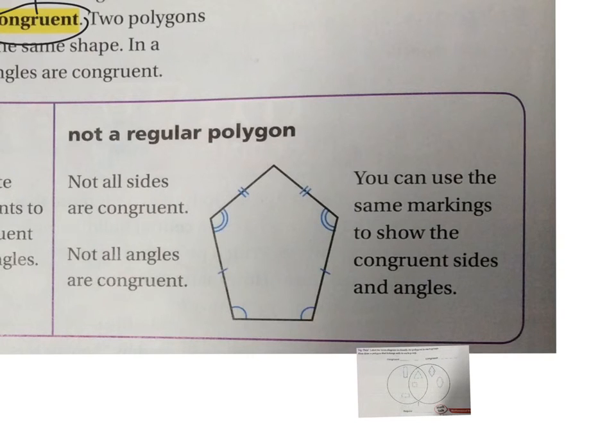If you look at this one right here, this is not a regular polygon. Not all sides are congruent. Not all angles are congruent. You can use the same markings to show that some sides are congruent and some angles are congruent. In this pentagon right here, can you find 2 sides that are congruent? Go ahead and draw or circle the 2 sides that are congruent. These 2 are congruent with each other, right? Or these 2 are congruent with each other. Do you see that? Because how do you know that those pairs are congruent? Talk at your table groups.